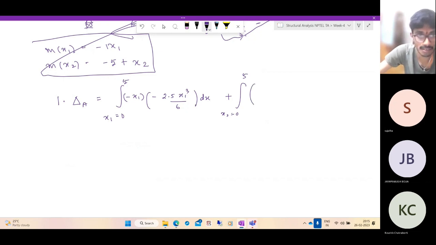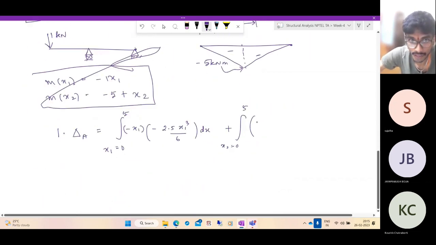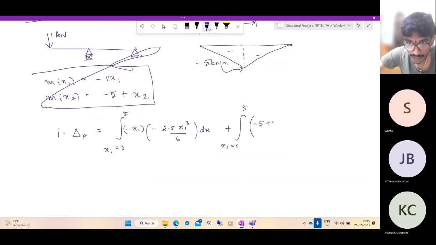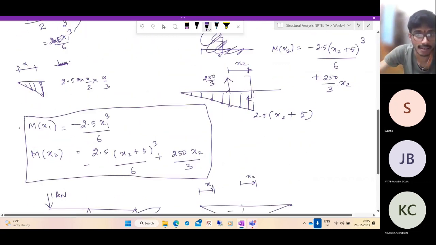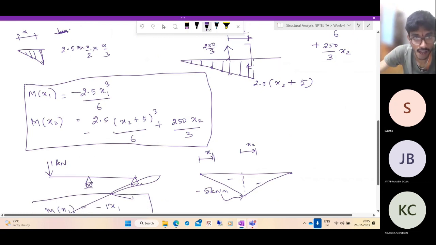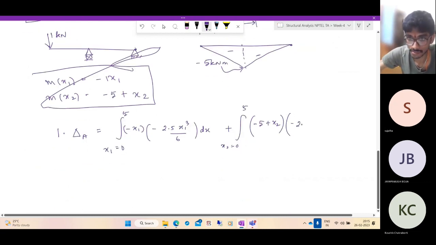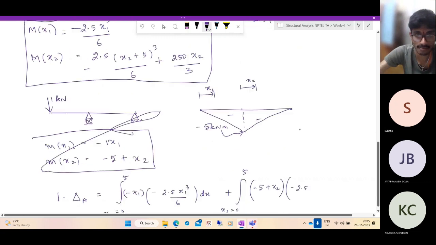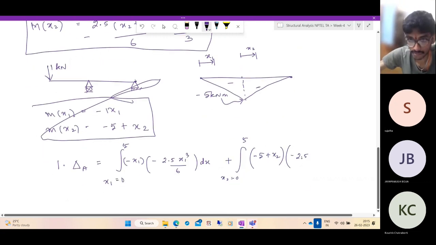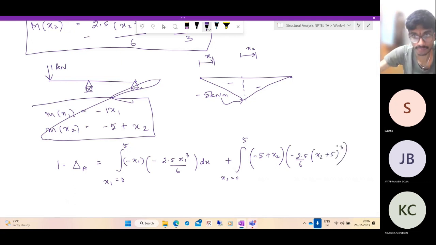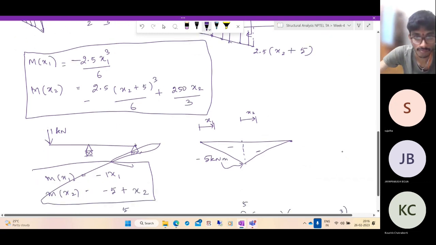What is the virtual bending moment? It is minus 5 plus x2. And what is the real bending moment? Real bending moment is this: minus 2.5 by 6 into x2 plus 5 the whole cube, plus 250 x2 by 3.